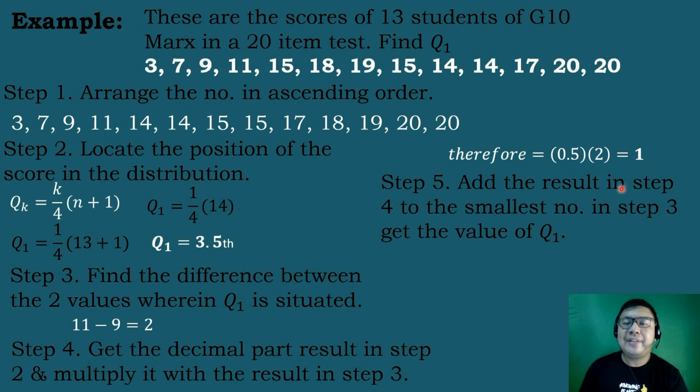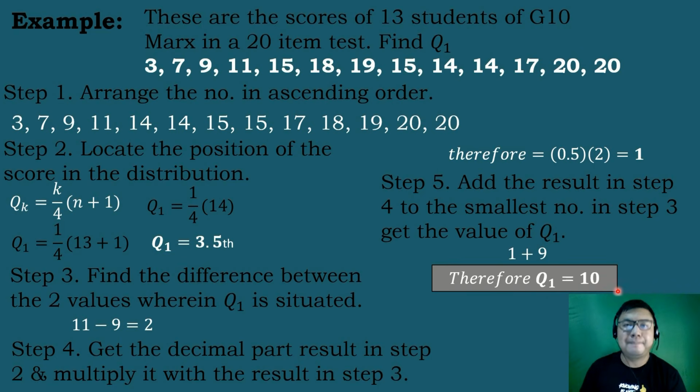And we will add it with the smallest number in step 3. So for the smallest number in step 3, we have 11 and 9. Obviously, the smallest number is 9. So we will add 1 plus 9, and that is equal to 10. Therefore, the value of quartile 1, or the lower quartile, is equal to 10.